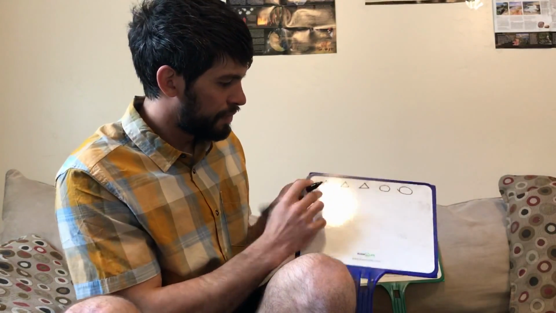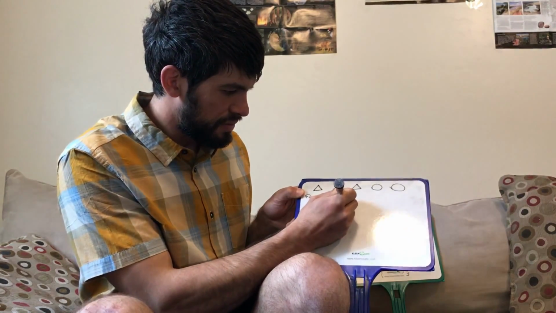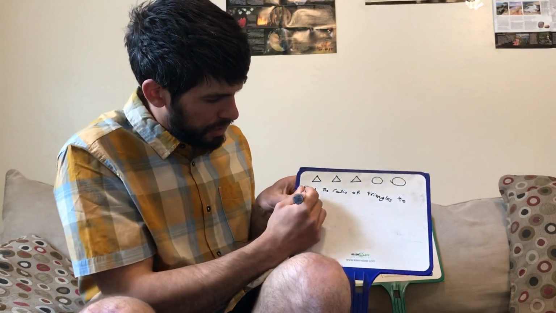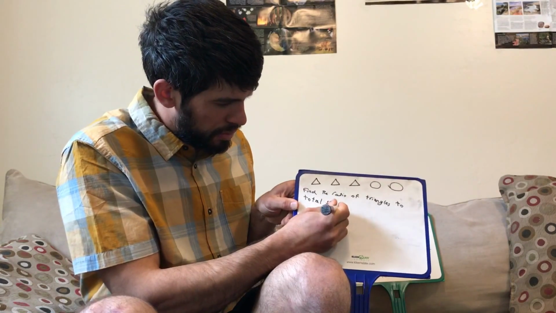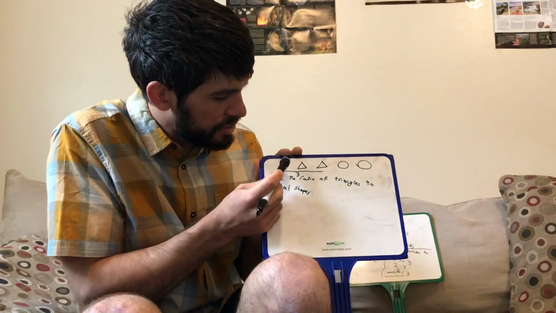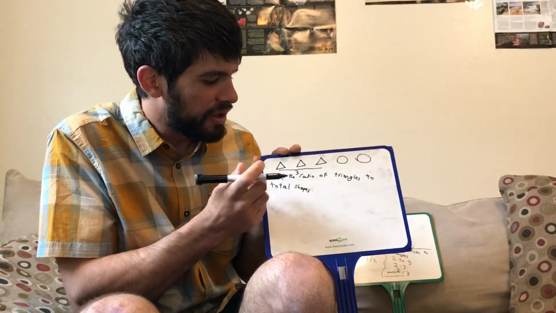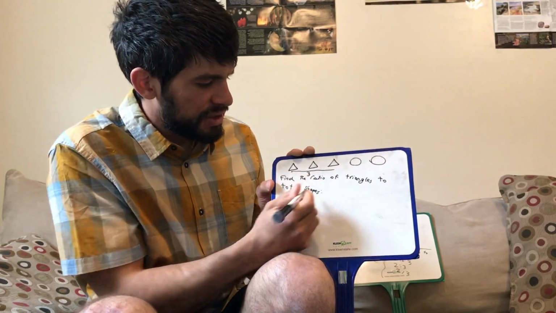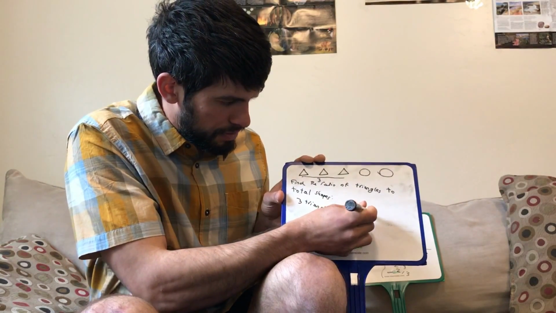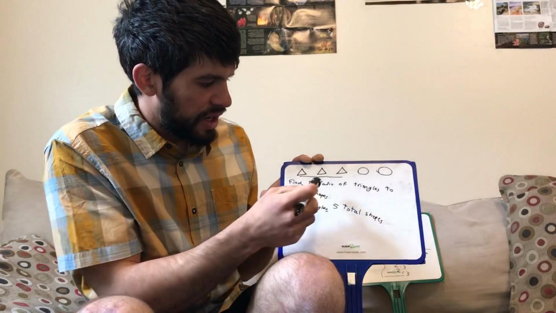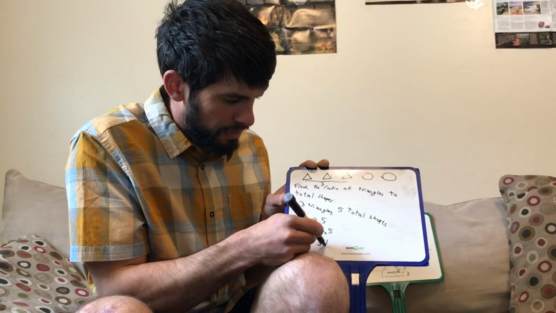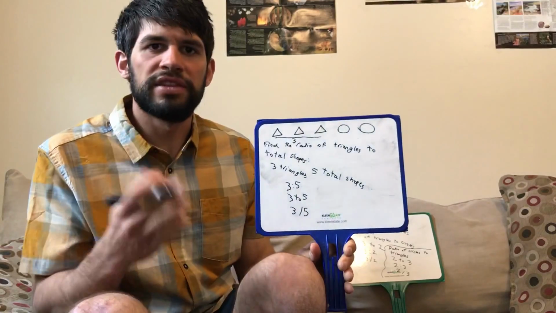So now, suppose we want to find the ratio of triangles to total shapes. So we already know there are 3 triangles, right? Now we have to find out how many total shapes there are. So since both triangles and circles are considered shapes, we're going to count them all. So we're going to count 1, 2, 3, 4, 5. So we have 3 triangles and then we have 5 total shapes. So that would mean that if our ratio is triangles to total shapes, it would just be 3 to 5, which we could also write as 3 colon 5 or 3 over 5. And that is how we would write these ratios.